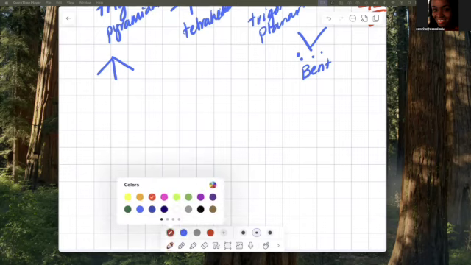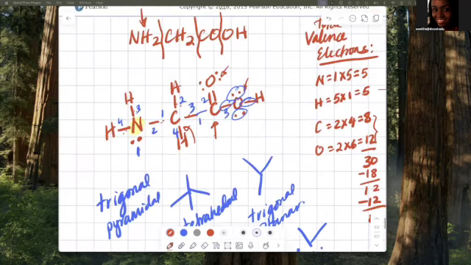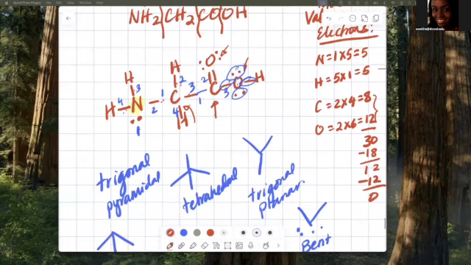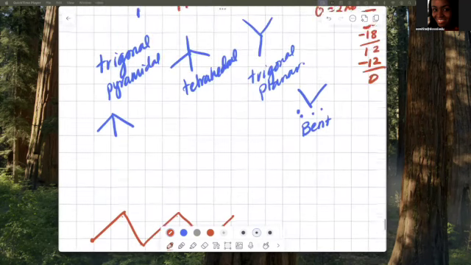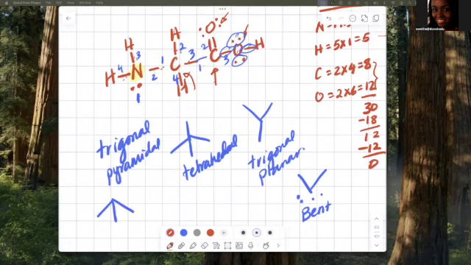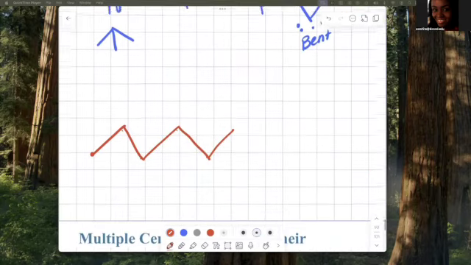I learned early on to do a zigzag because the central atoms appear to be connected in a zigzag fashion. So go down, up, down, up, down, up. And how many central atoms do we have? 1, 2, 3, 4. So you're going to need 5 points. Wait, 1, 2, 3, 4. Sorry, we're going to need 6 points. So we got enough. Okay.